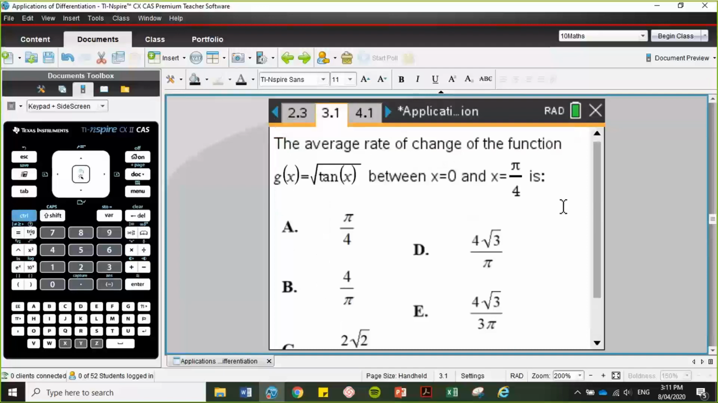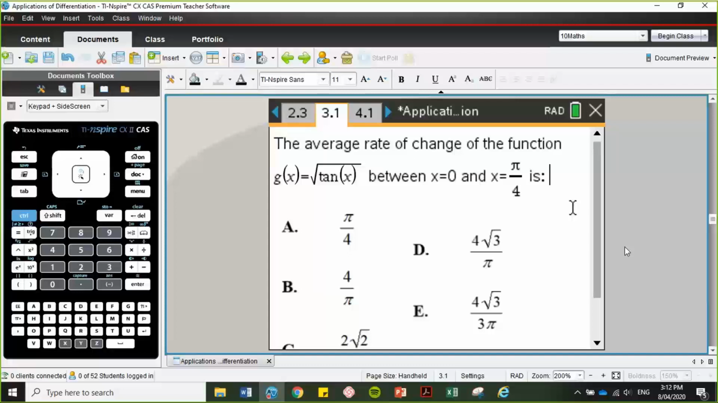Let's look at this question. It's asking us for the average rate of change of the function g of x, where g of x is the square root of tan x, between x equals 0 and x equals pi on 4. Now, this question is not asking us for the derivative at a point. This question is asking us for the average rate of change, which is the gradient of a line or the chord between these 2 points.